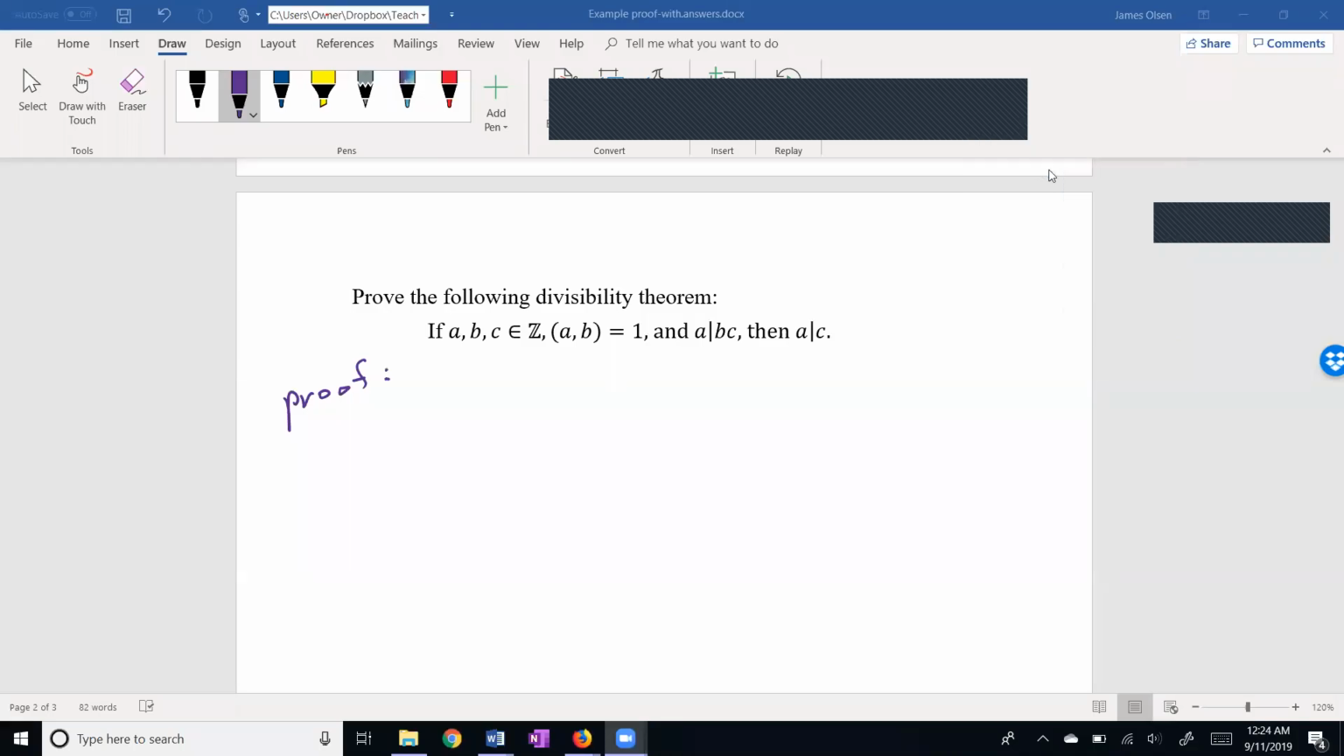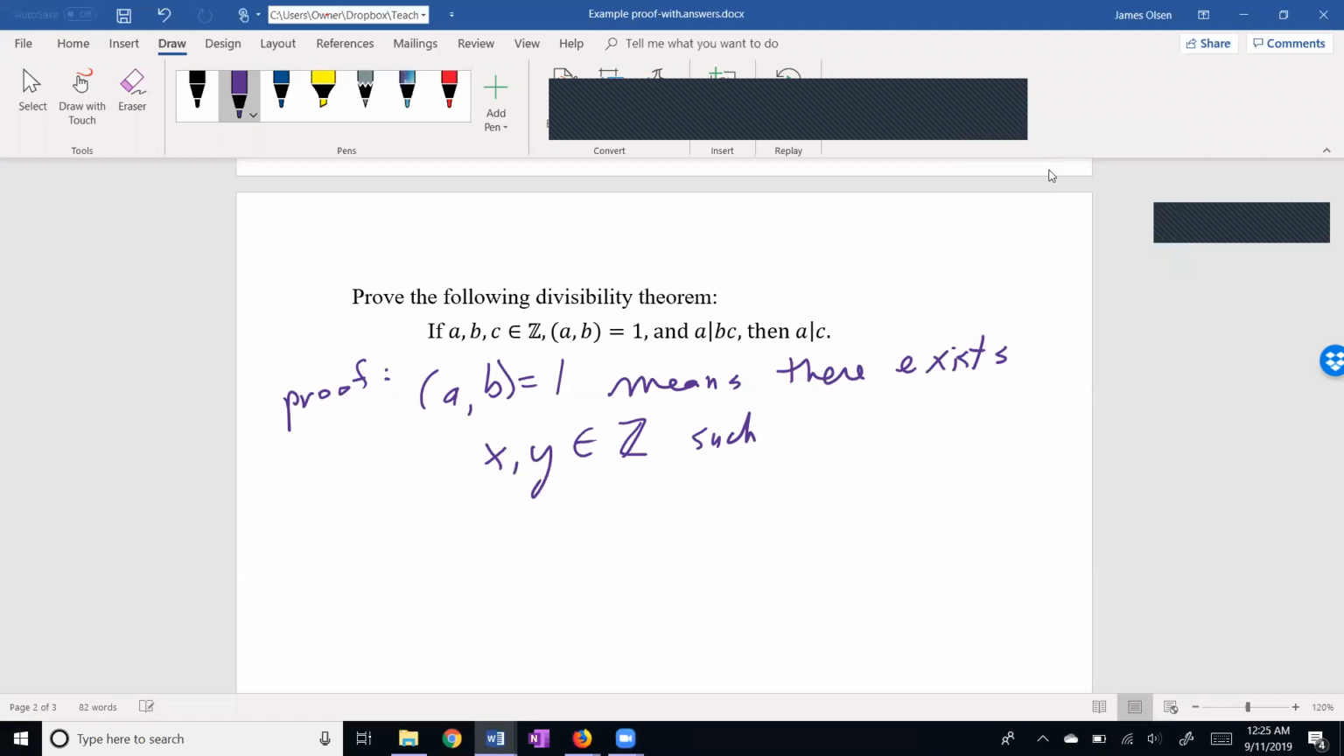We start by saying that we're writing a proof. A and B having a greatest common divisor of 1 means there exist integers x and y such that ax plus by equals 1. There's my linear combination that gives the greatest common divisor.